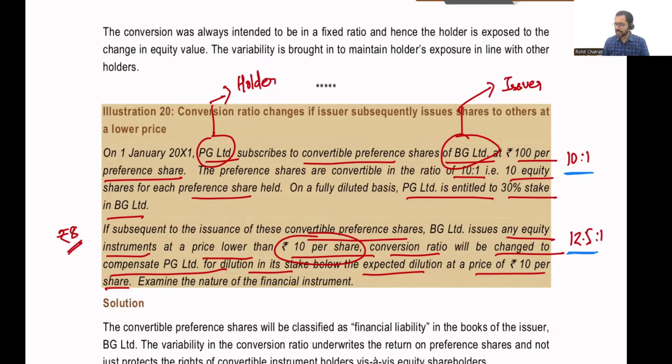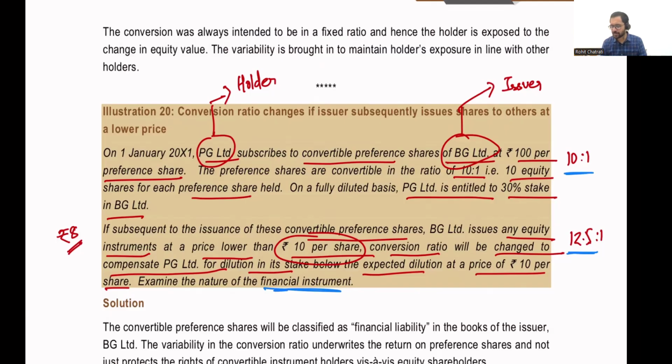Now the question is, examine the nature of financial instrument. Over here, the conversion ratio is actually changing. From the viewpoint of BG Limited, it has an obligation to issue 10 fixed equity shares for every preference share. But in certain circumstances, that conversion ratio might change from 10 is to 1 to 12.5 is to 1.